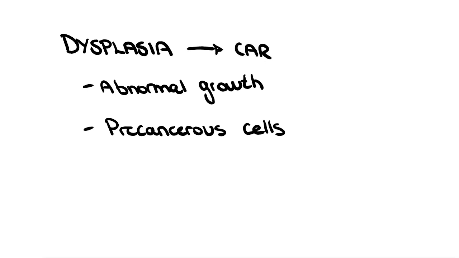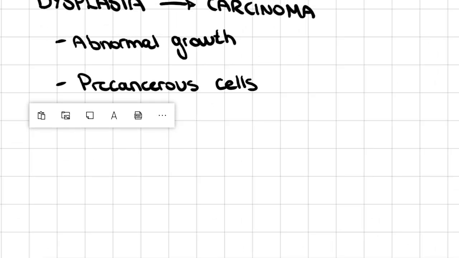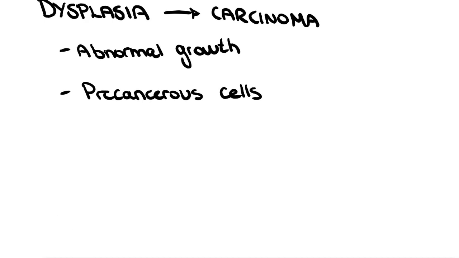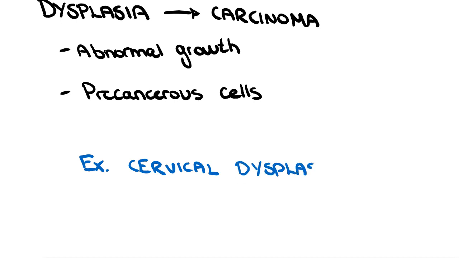A good example of this is cervical intraepithelial neoplasia, or just cervical dysplasia. It's characterized by abnormal growth of cells on the surface of the cervix, typically in the area of the squamocolumnar junction. It's linked to HPV, and a small percentage of cases progress to cervical cancer if left untreated.